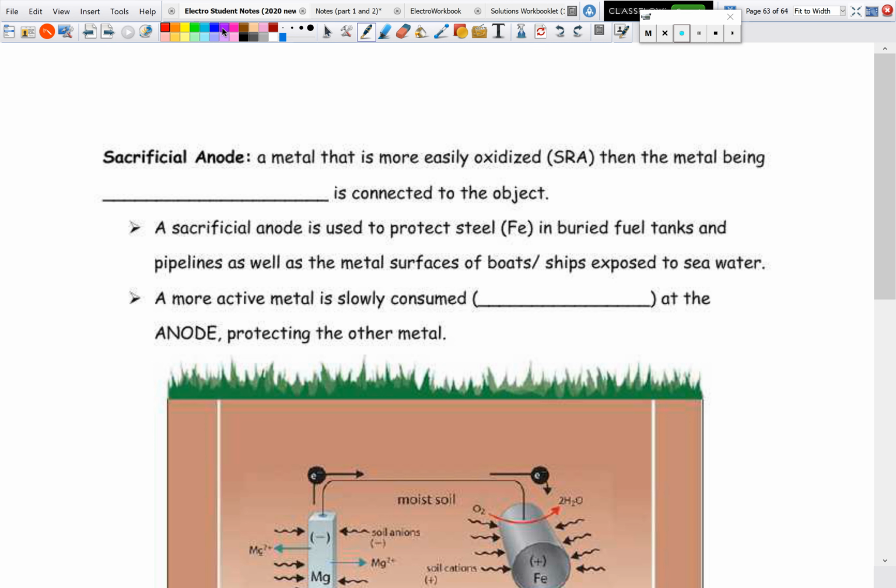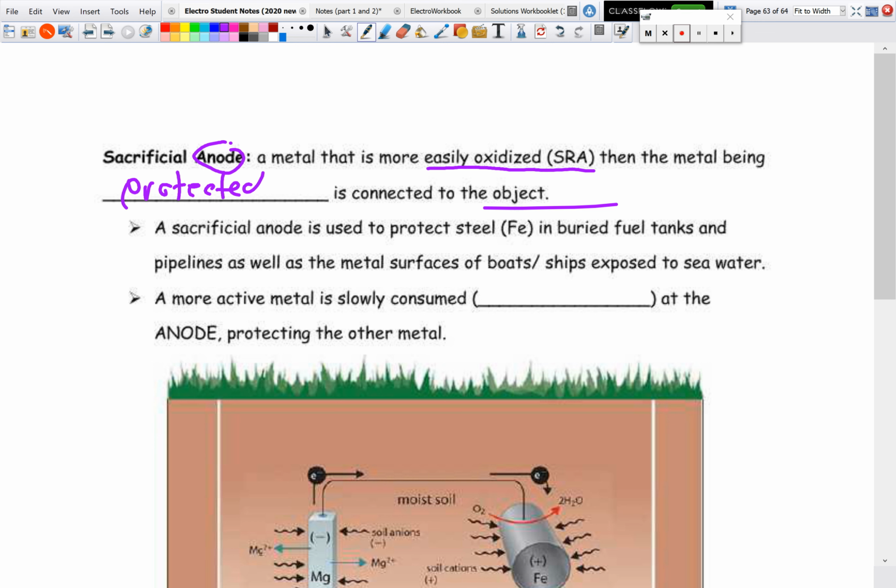So of course, if you break down that word, sacrificial meaning something's going to sacrifice, anode meaning that something's going to be oxidized. So this is when a metal that is more easily oxidized than the metal being protected is connected to the object being protected.